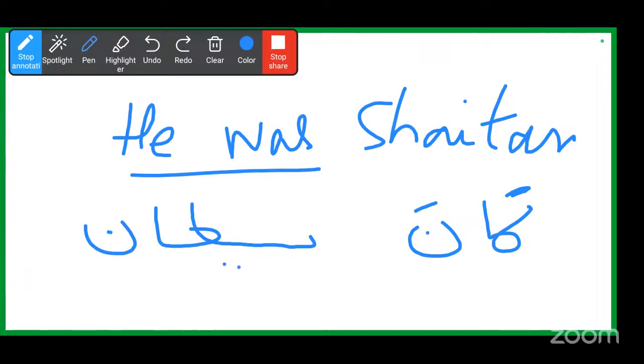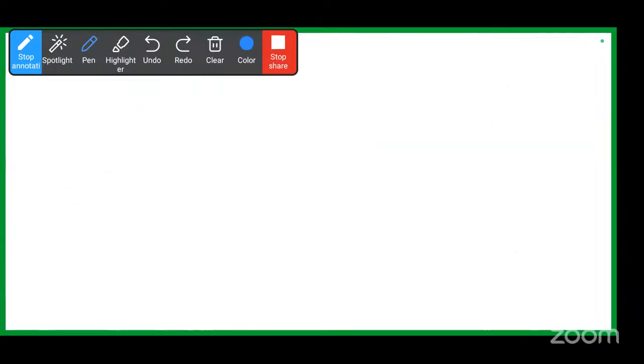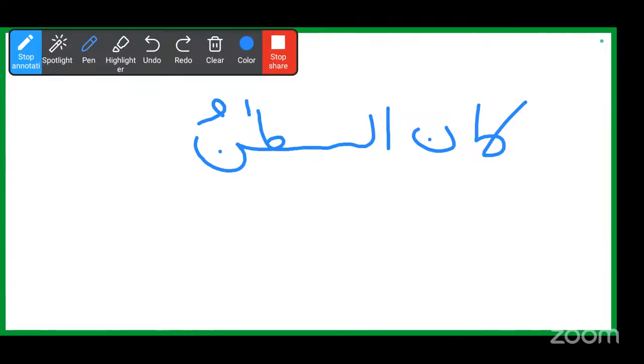Now, what is this shaitan? Is it ismu kana or khabaru kana? It is khabaru kana, but it has to be mansub. The khabar has to be mansub, so it has to have fathatain. Kana shaitanan. And then your example: kana shaitanun, exactly. Adu kana kan shaitan rajiman, rajim.